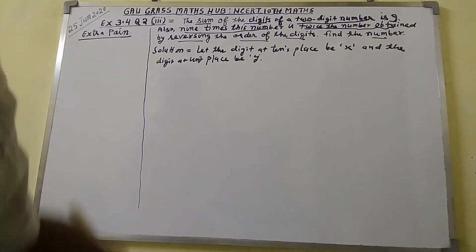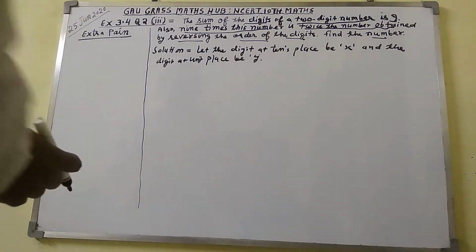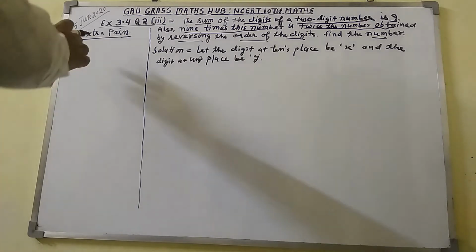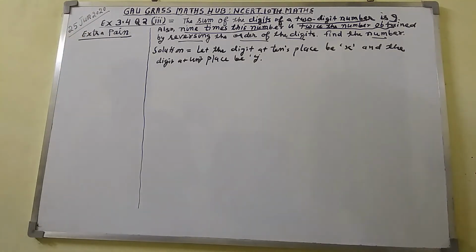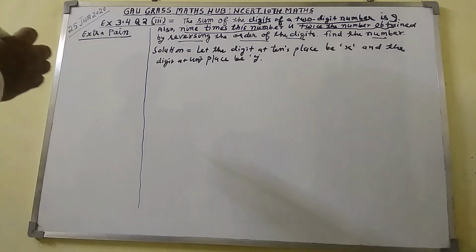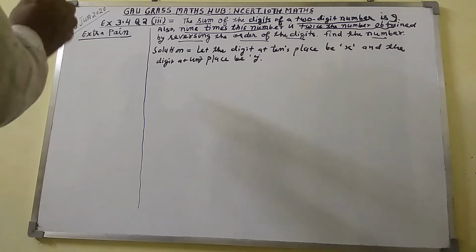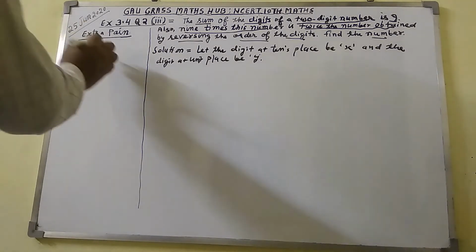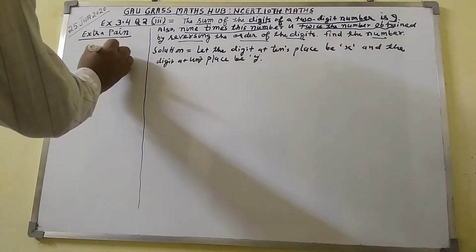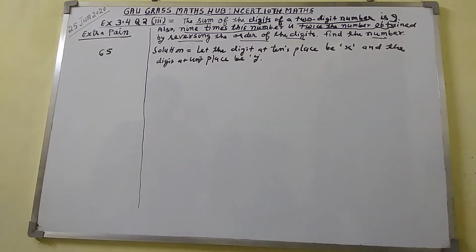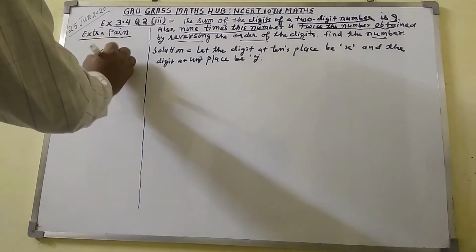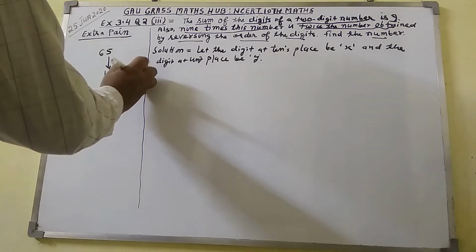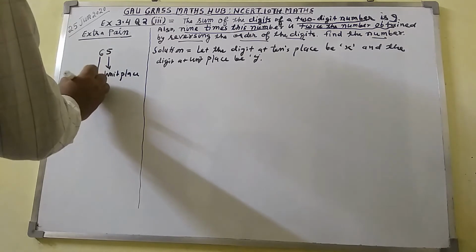Now let us understand the tens place and unit place. I shall explain this in the extra pen column. Here it says digit at tens place. Let any number be there that consists of two digits. Here I am explaining with 65 as the number. Then in 65, 5 is at the unit place and 6 is at the tens place.